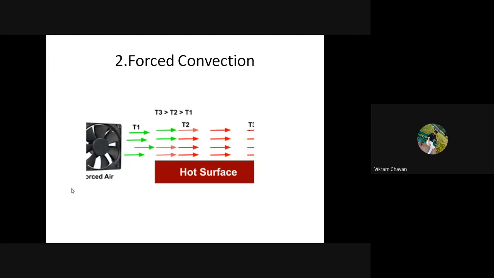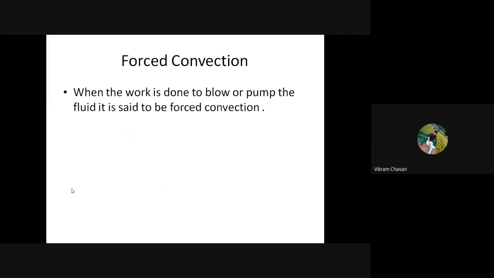So write down the definition of forced convection. Forced convection: when the work is done to blow or pump. In case of air, we are using the blowers. In case of a fluid, in case of a liquid, we are using the pumps.